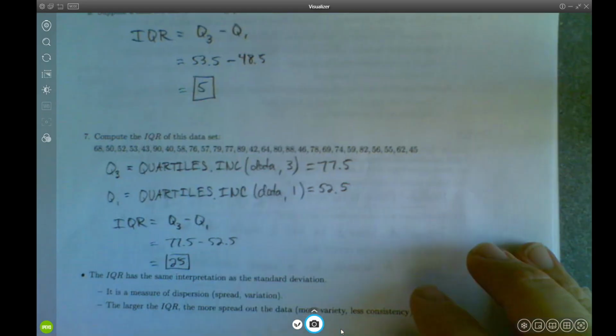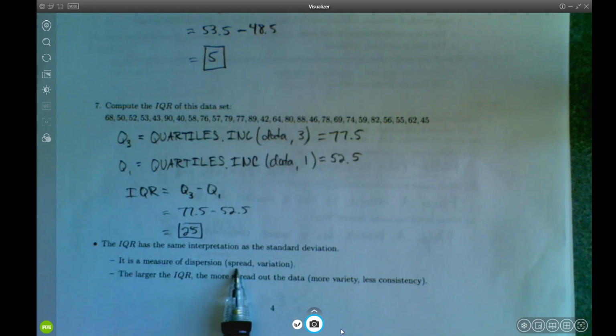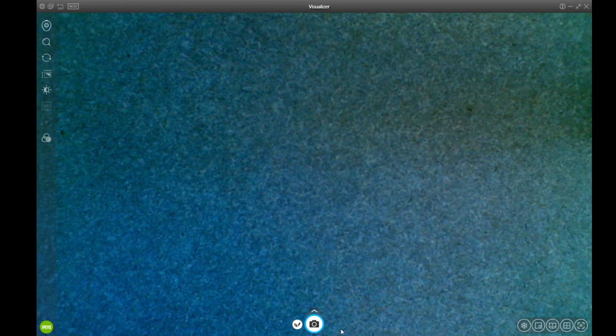Okay, all right. So that's that. Now, as far as interpreting the IQR is concerned, it has the same interpretation as the standard deviation. It's a measure of dispersion, or in other words, a measure of spread, or a measure of variation. The larger the IQR, the more spread out the data. In other words, the more variety there is in the data set, or you could say the less consistency there is in the data set. So that's our interquartile range.